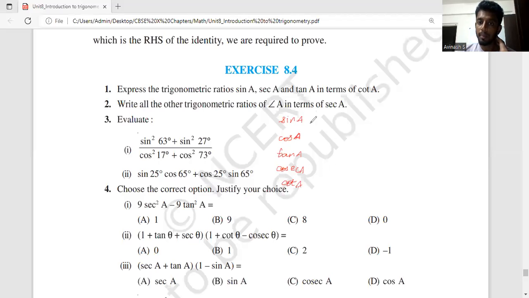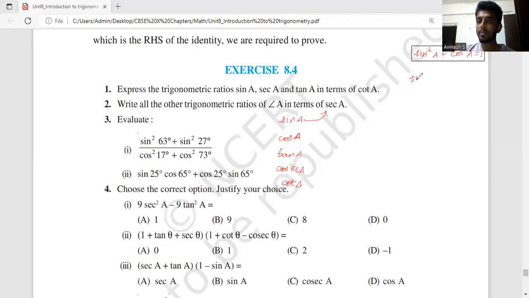So let us approach this one by one. Firstly, there is no direct relationship between sin A and sec A, but we have an indirect relationship wherein sin square A plus cos square A is equal to 1. This is the first identity. Here we have sin A, and cos A can be written as 1 by sec A. That is what is asked in the question. So we will be able to write cos as the inverse of sec.